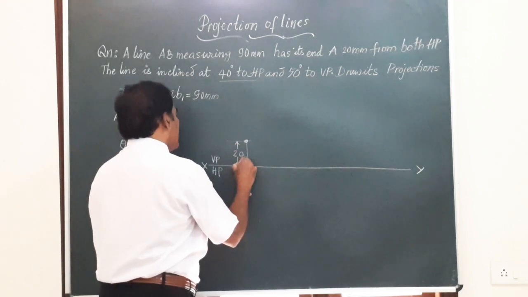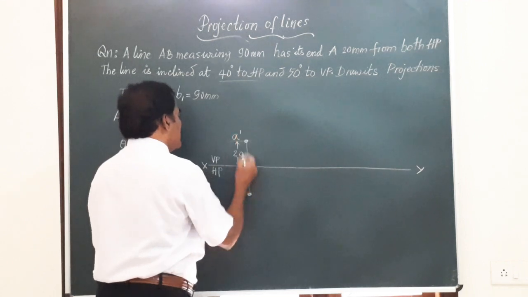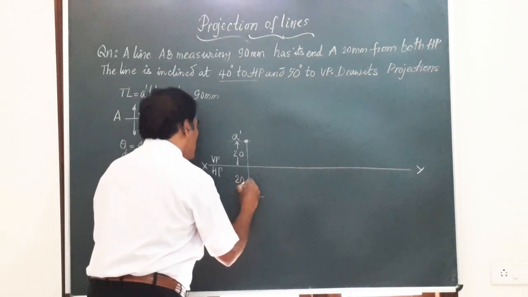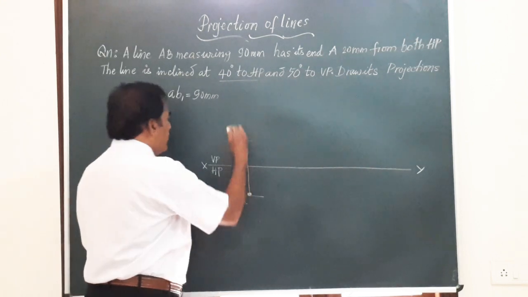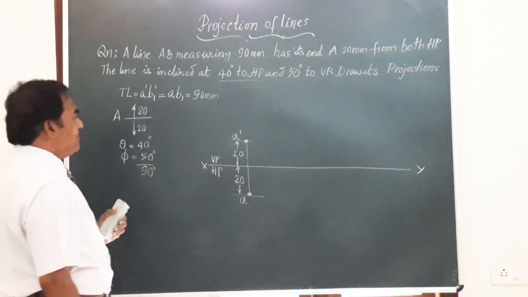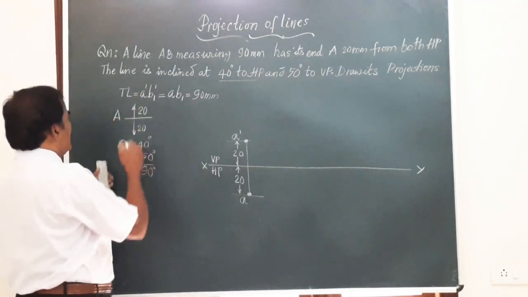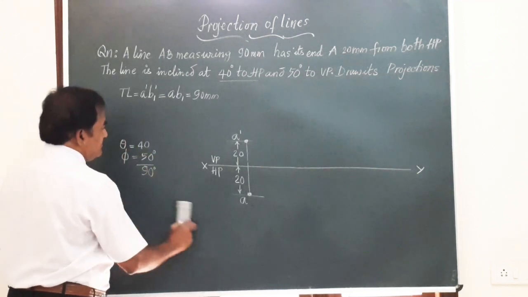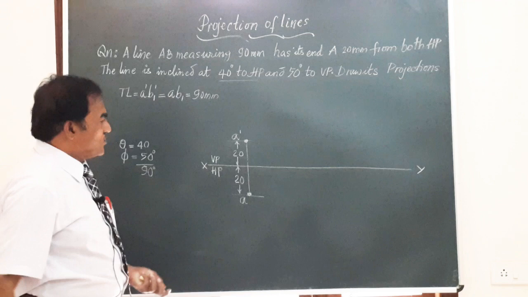So the end A, the front view is A dash, 20 mm above, and here this is A, that is also 20 mm from VP. So we have got one of the end projectors of that line AB, that is A, at a distance of 20 mm from both HP and VP. So this data is over.